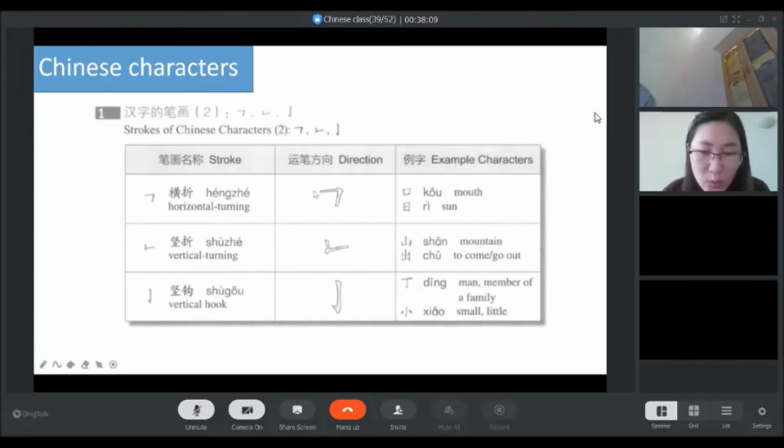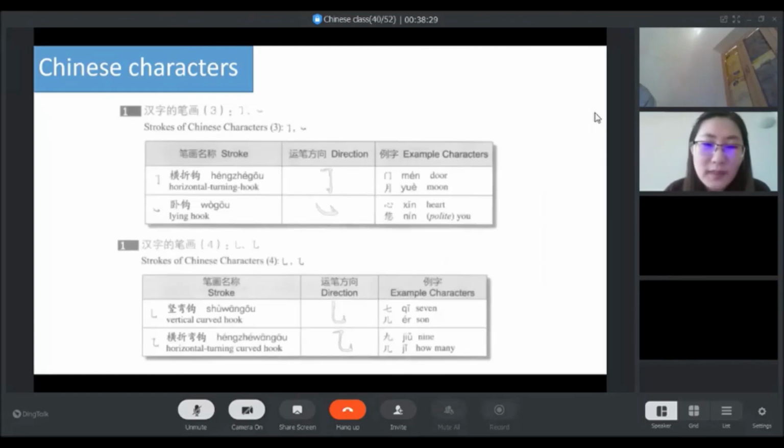And also this one, Heng Zhe. This is one stroke. And also this one, Shu Zhe. It's also one stroke. And also this one, there's a small hook here. You can see how we write this one. And also this stroke, 横折钩. And this one, 卧钩. We can see these strokes. And also these strokes, 竖弯钩 and 横折弯钩. Later we will use this one.